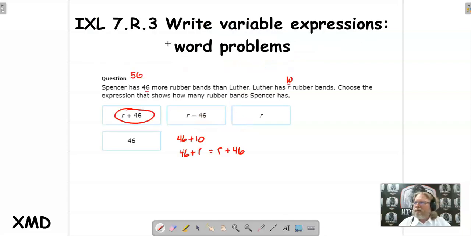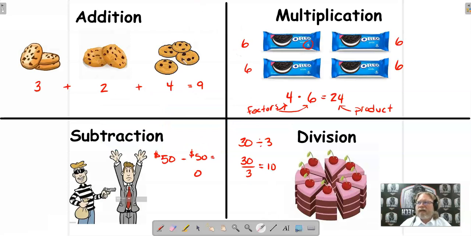So those are all of my examples for IXL Activity 7.R.3, and it was write variable expressions, and they are indeed word problems. Remember, the key here is to check and see what is the question asking. Am I adding the same number over and over again, or am I increasing some number by something? Actually, that's multiplication. Am I adding different numbers to each other to get a value? That would be addition. And am I adding the same number over and over again repetitively? That would be multiplication. Am I starting with something and taking something away? That would be subtraction. Or do you have a situation where you have a group or a total number of objects and you're splitting them or dividing them into equal groups? That would indeed be division.